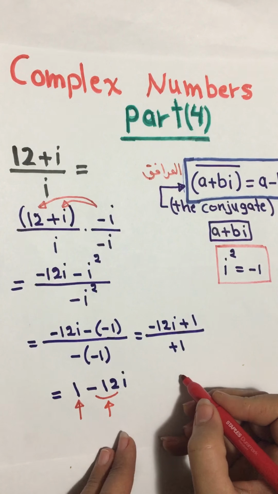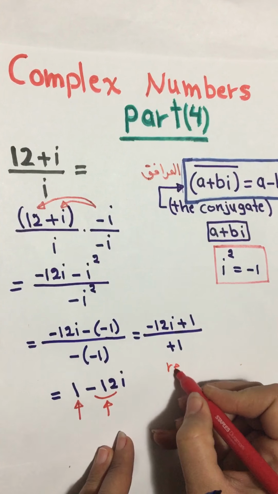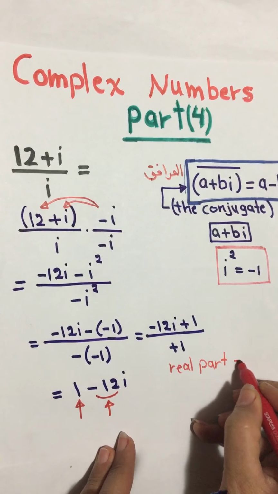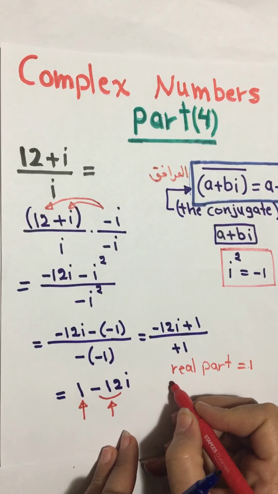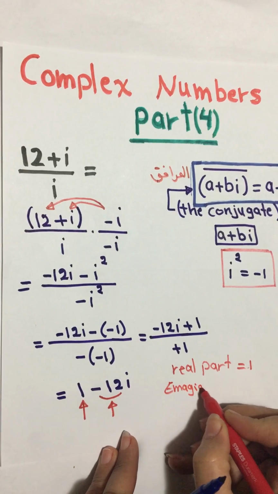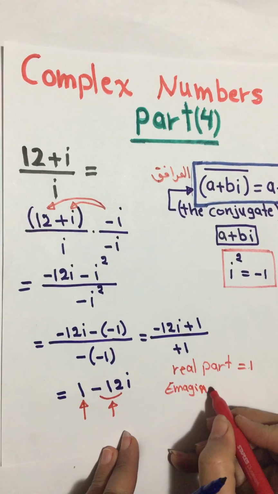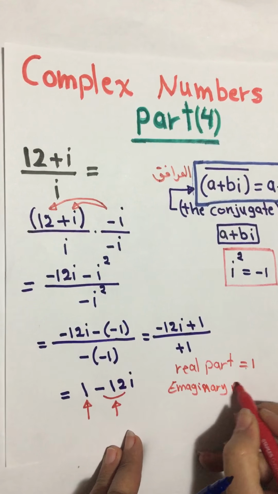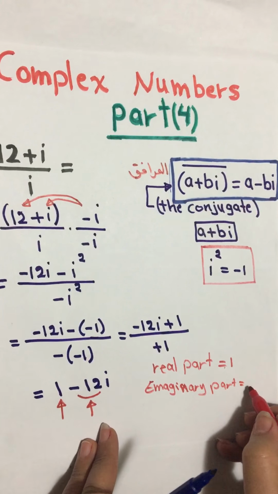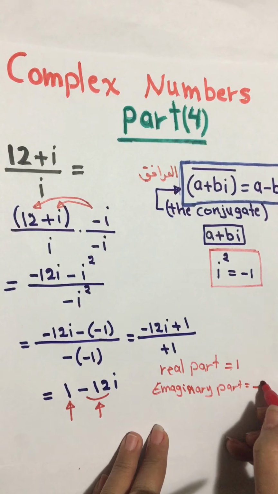Imaginary part. Real part equals 1. Imaginary part equals negative 12.